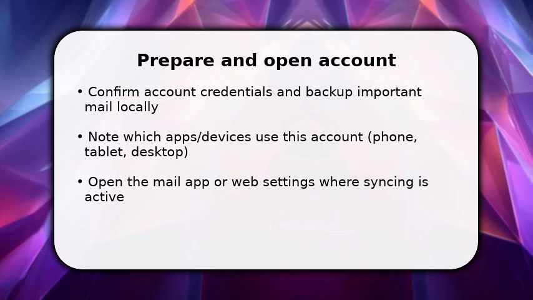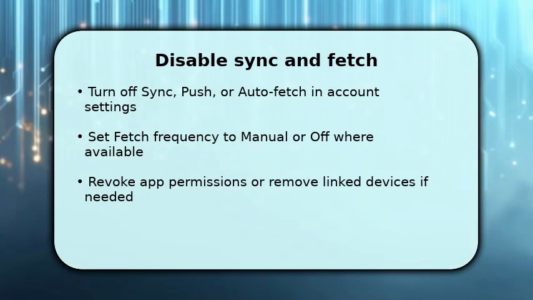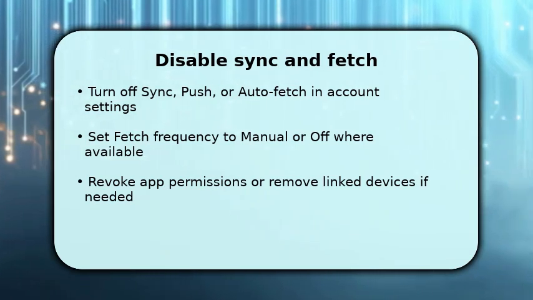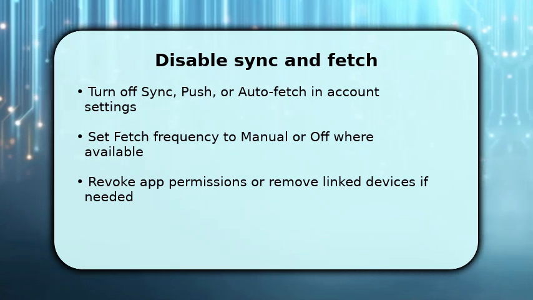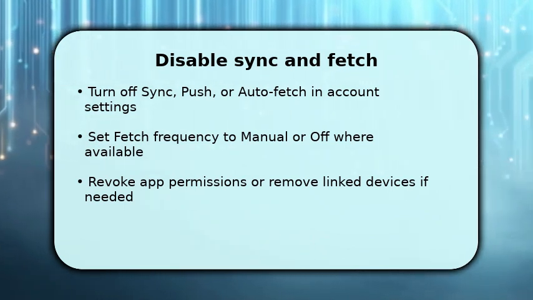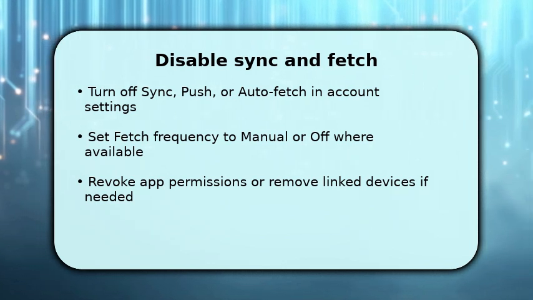Now disable sync or push in the account sync options and switch any auto-fetch settings to manual. If the app uses a scheduled fetch frequency, set it to manual or off so no automatic checks run. For extra assurance, revoke app-specific mail permissions or remove linked devices from the account's security page.